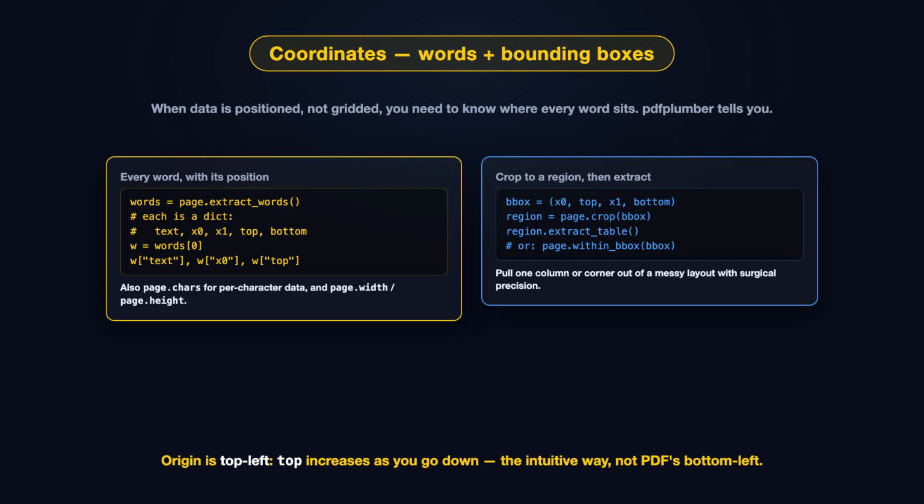Once you know a region's coordinates, you can zero in on it. page.crop, passing a bounding box tuple of x0, top, x1, bottom, returns just that rectangular slice of the page, and page.within_bbox does the same thing, restrict everything to a box. Then you can call extract_text or extract_table on that cropped region alone. That is how you pull one column, one corner, or one repeating block out of a messy layout with surgical precision, instead of grabbing the whole page and cleaning it up later.